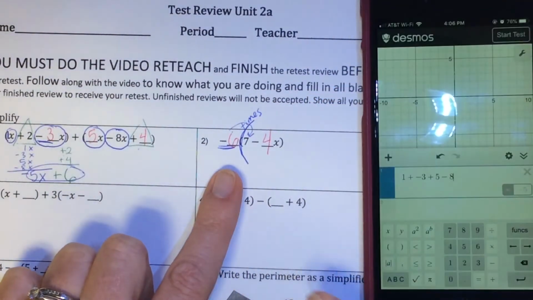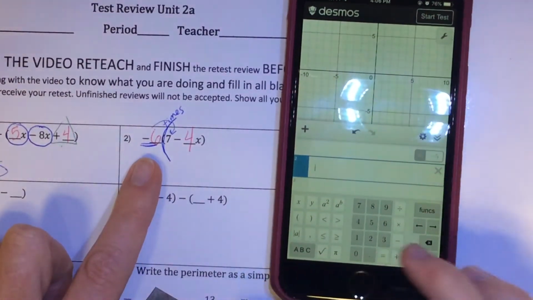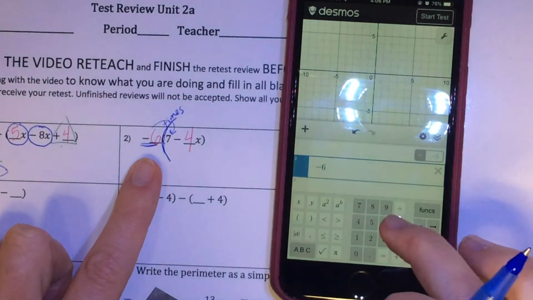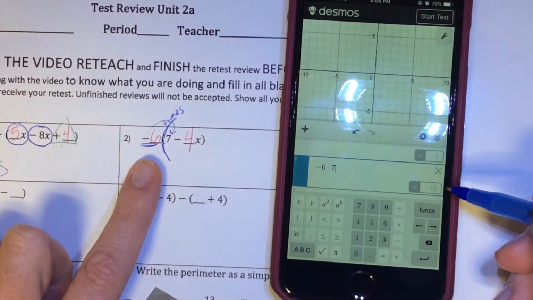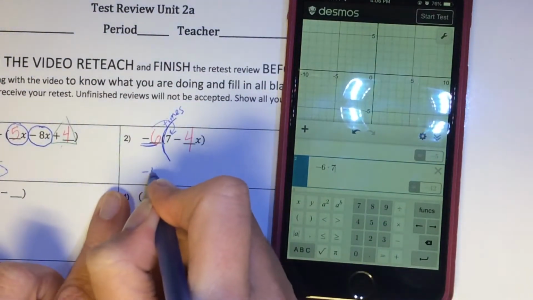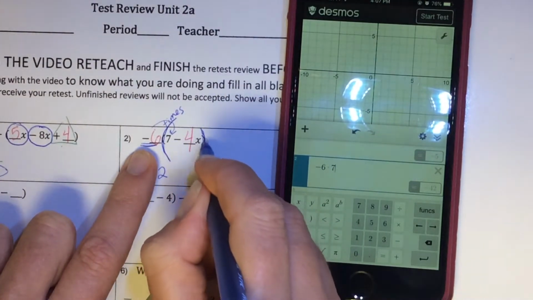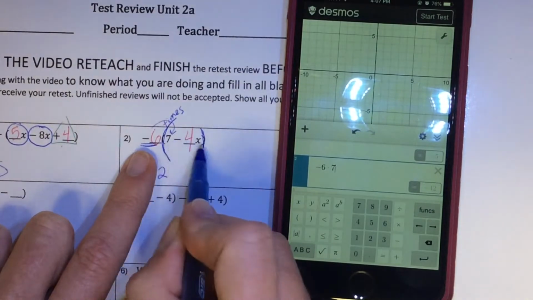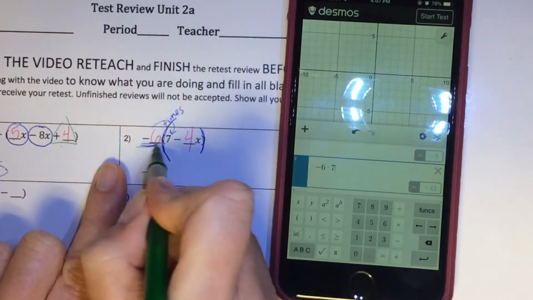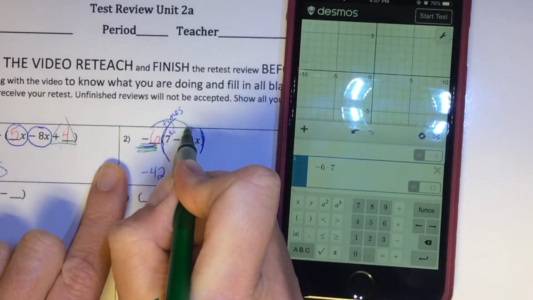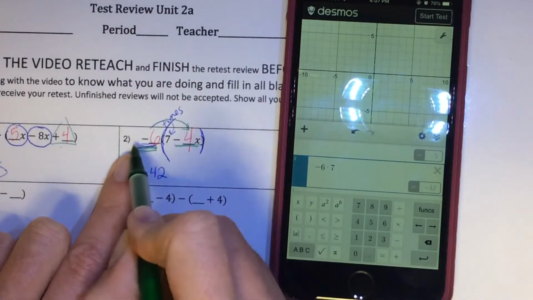And again, if you are not feeling very confident with your integer rules, you can type in -6 times 7, and you can see your answer over here, which is a -42. And then we're going to do it again because you still have another piece, another term of your binomial. So we're going to do -6 times, and that's not just 4x, it is -4x.